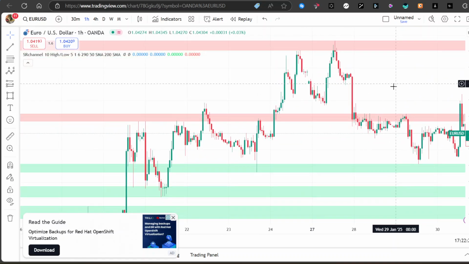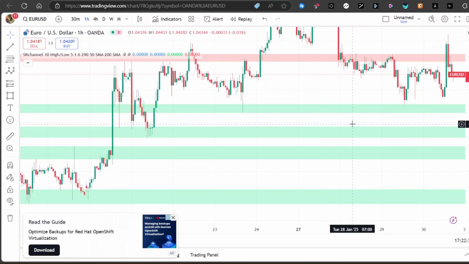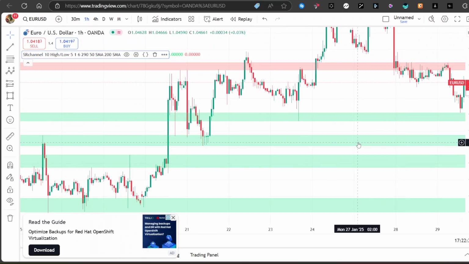Now, in terms of identifying breakouts, a breakout occurs when price moves beyond a support or a resistance level. So this can signal a new trend. You can see how price moved beyond this resistance, so it could signal the start of an uptrend. Similarly, a break below support can signal the start of a downtrend.